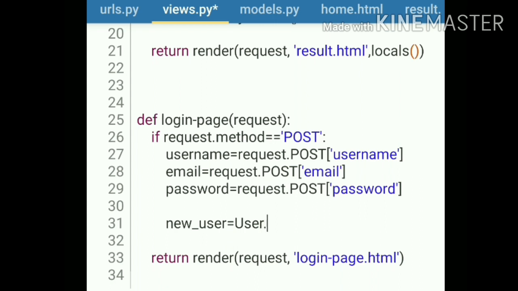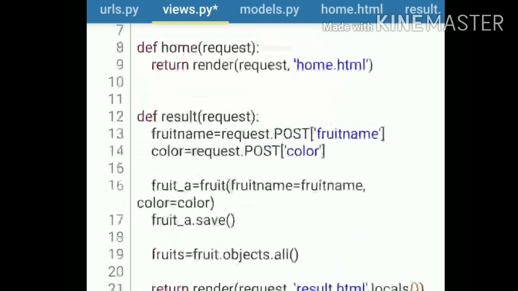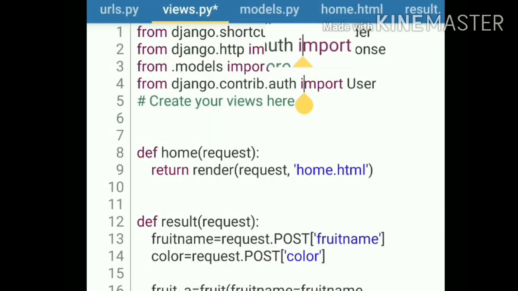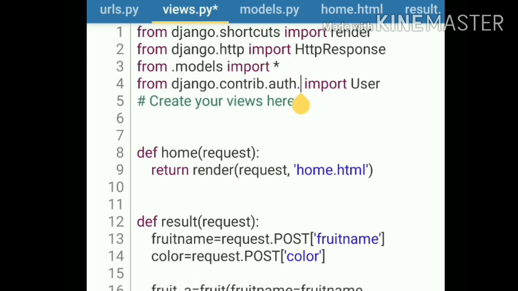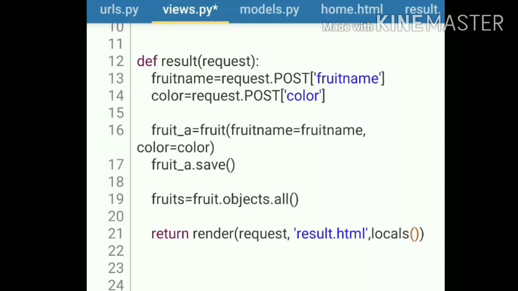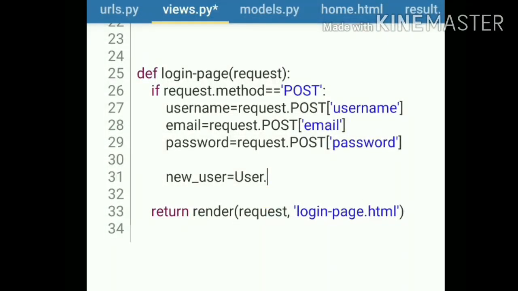But before this, I think I have missed something, so let's go back. Here we have to use models. Okay, auth.models. So let's say models, and now let's come back, and here we will use objects. So let's say User.objects.create_user, and this will help you to insert the data inside our user table.